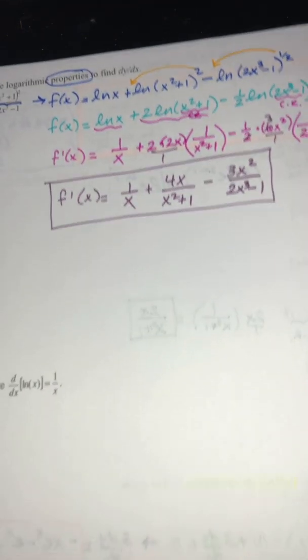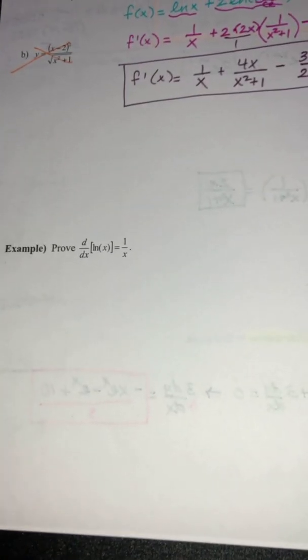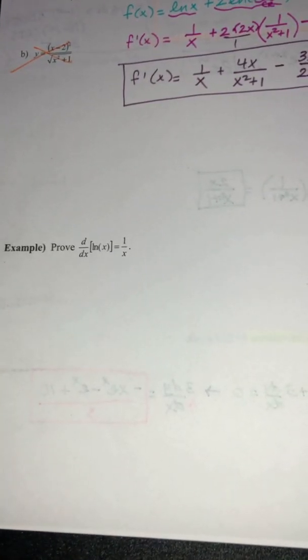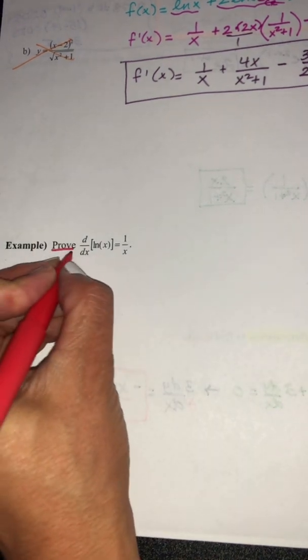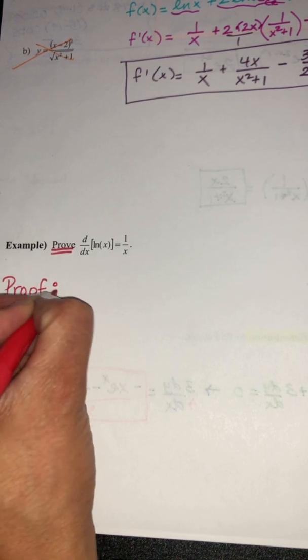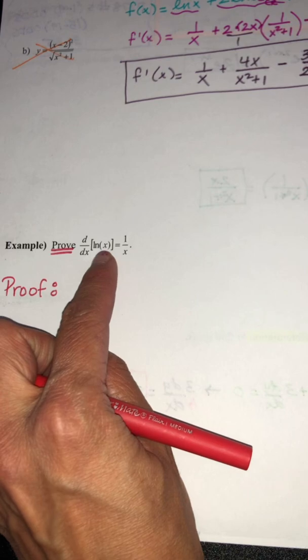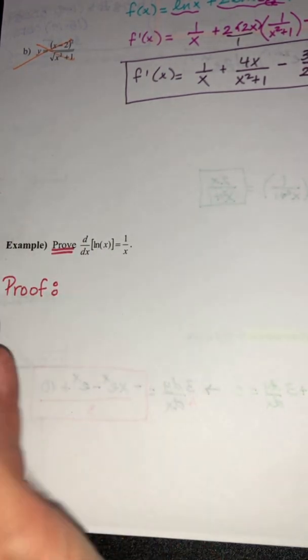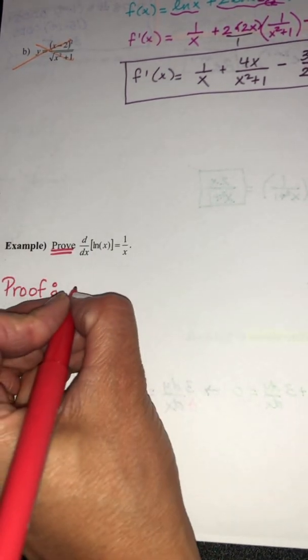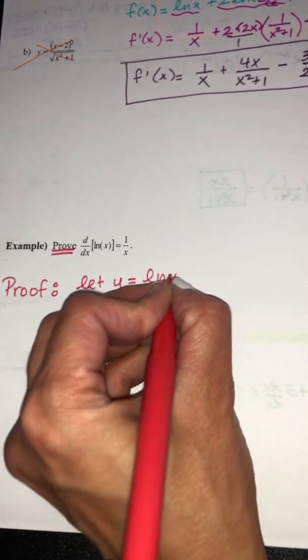All right, next example, this one's the last one, it's a proof. We need to prove that the derivative of the natural log of x equals 1 over x. One of the derivative definitions on our cheat sheet on the front side. So we need to prove this, so we need to write a proof. Okay, so first of all, we need to focus on the natural log of x. We need to first start off by just letting y, some variable, equal the natural log of x.